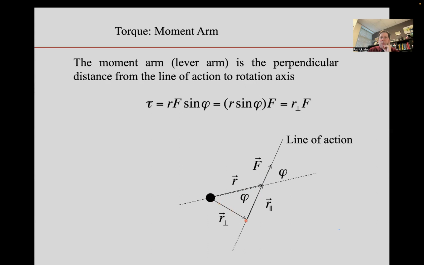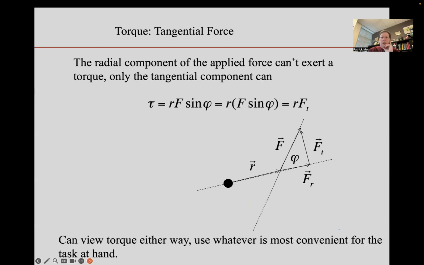I would get the same torque if at R I acted with the force F, or if I acted at the location of R perpendicular with a force F. So it's been foreshortened by this fraction sine phi. All right, so that's one interpretation of what sine phi is doing.